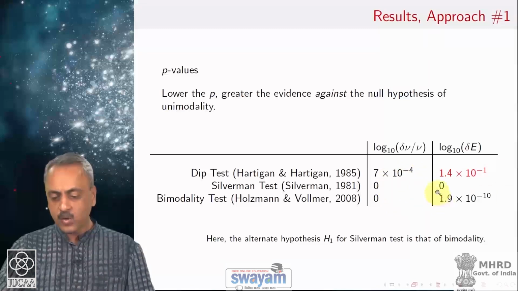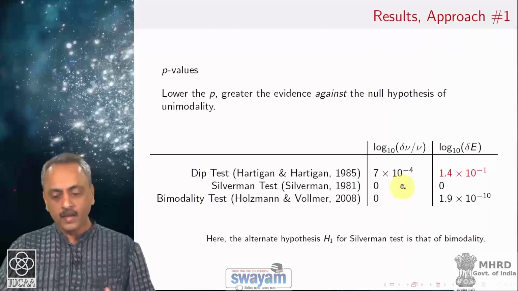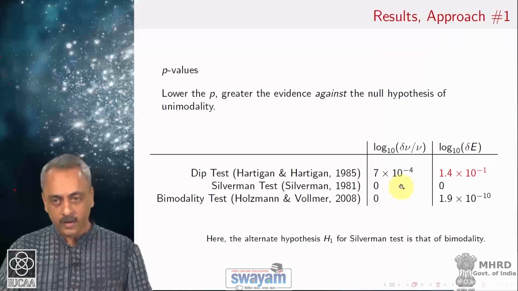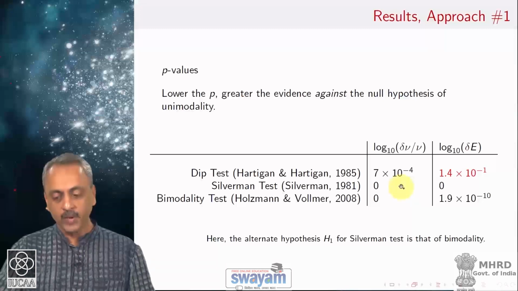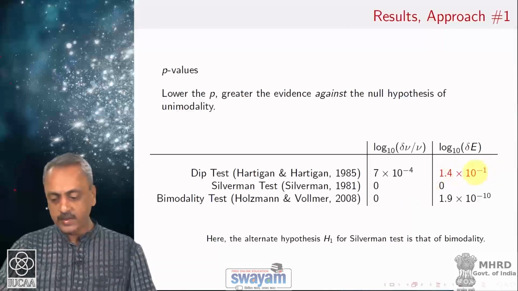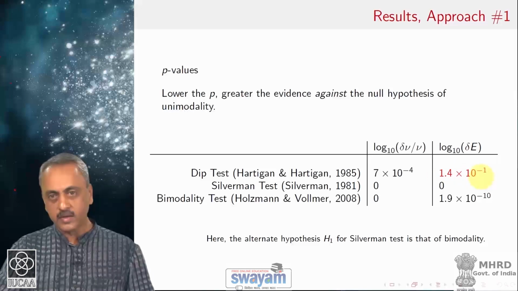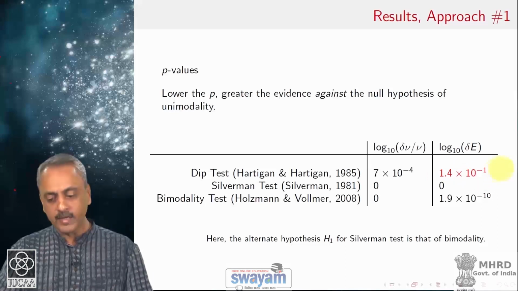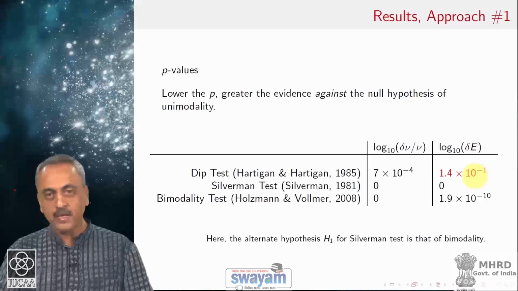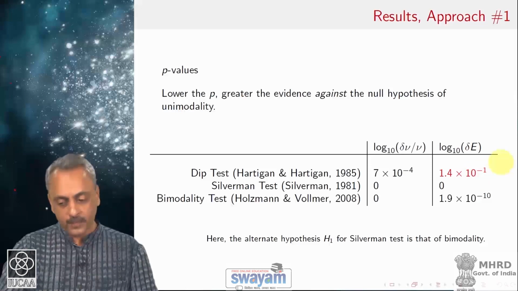These are quite small, the only fairly large one is here. It looks like all three tests, especially with the delta nu by nu data, are suggesting that the data is not in favor of the null hypothesis of unimodality. Now, this p value is about 10-15% on the probability scale. This is a fairly large number as far as significance testing, as it is called, is concerned.